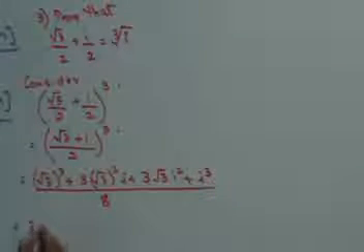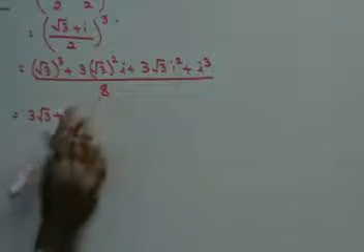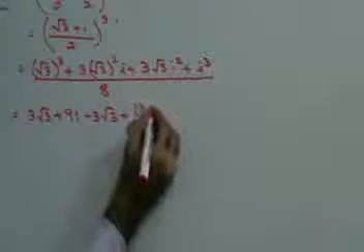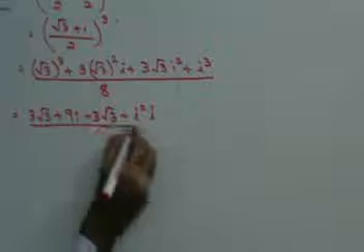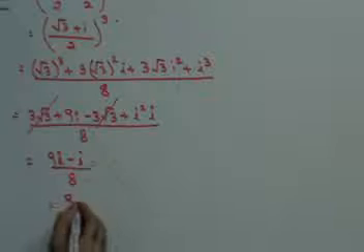Root 3 the whole cube is 3 root 3, plus root 3 the whole square is 3, 3 into 3 is 9i. i square is minus 1, so this is going to be minus 3 root 3, plus i cube can be written as i square into i, upon 8. Plus 3 root 3 minus 3 root 3 gets cancelled. So you get 9i. i square is minus 1, so this is going to be minus i upon 8. This gives you 8i upon 8, which is i.